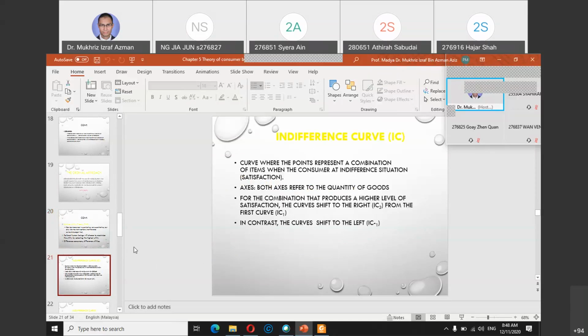Also, we're going to look at the concept of the indifference curve, or in Malay we call it keluk puasama. Basically it's a curve that shows various combinations. Combination means, if you look at a two-dimensional graph, x and y, how many x and how many y a consumer can buy. For example, if you have 100 ringgit, you can buy two goods, good x and good y.